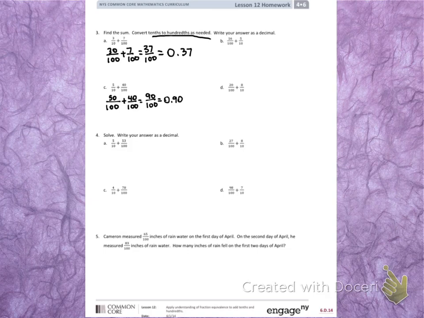Problem number 4. Solve. Write your answer as a decimal. So 5 tenths, that's the same thing as 50 hundredths. I'm going to add that with 53 hundredths. I can see that 50 plus 53 is going to make more than 100. So I'm going to go ahead and use a little number bond here. This is a nice little trick.